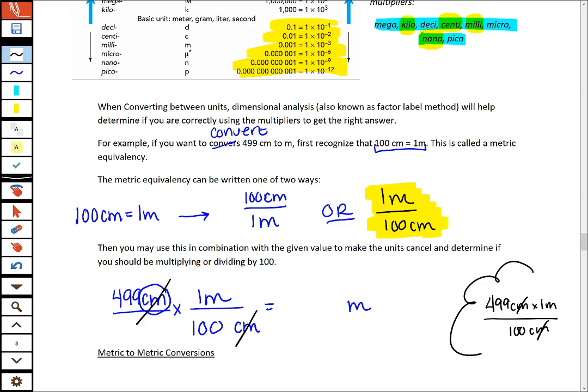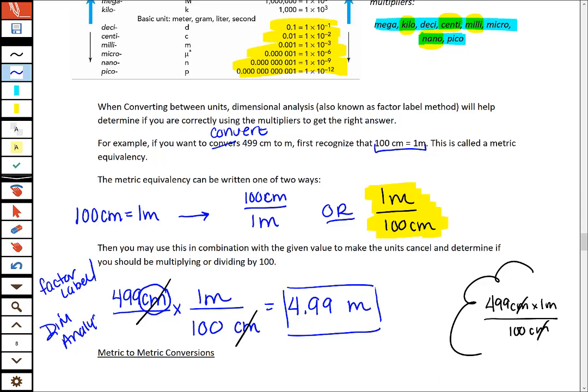Why is this helpful? Because it helps you recognize that you have to take your 499 and divide it by 100. Otherwise, sometimes people accidentally multiply. So your 499 centimeters is 4.99 meters. This process that we just used is called dimensional analysis, sometimes also called the factor label method. We're going to talk about dimensional analysis in the last video of this chapter.